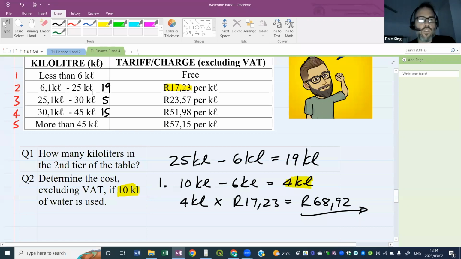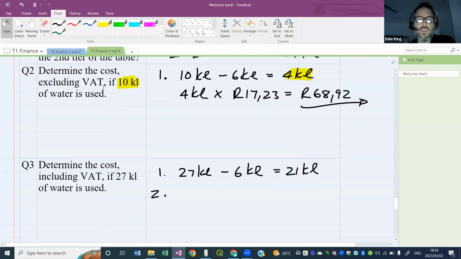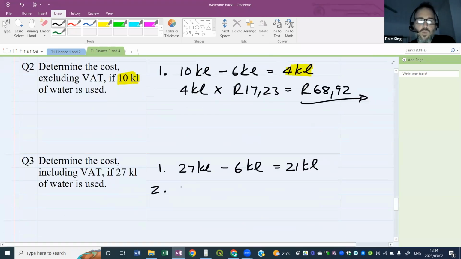All right. So like we asked us here, how many kiloliters of water is in the second interval? And there's 19. So there's 19 kiloliters in there. So what I'm going to do now is I'm going to say, well, we've got 21 kiloliters to charge. 19 of it must be charged at the second tier's rate. So I'm going to take 19 out, which means I've got 2 kiloliters left. Just remember that I've got 2 left.